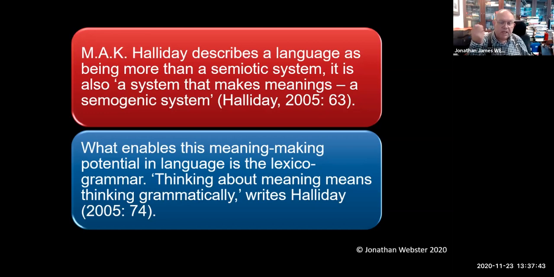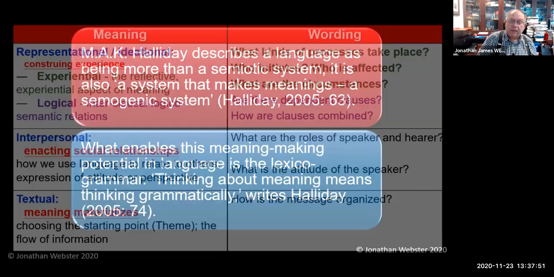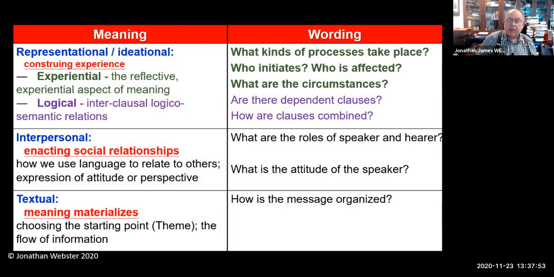What enables this meaning-making potential of language is the lexicogrammar. It's the wording. Thinking about meaning means thinking grammatically. And so when we talk about the wording, we're talking about what kind of processes are taking place, who initiates, who's affected. I'm not going to go through the list. We've discussed it already. But you see the idea: you have meaning and you have the wording. And so our focus is on the wording in order to get at the meaning.